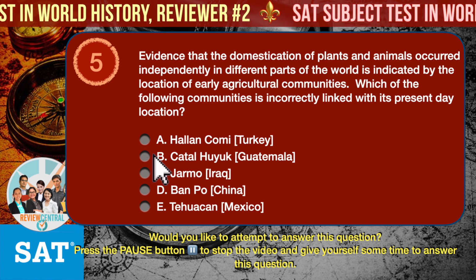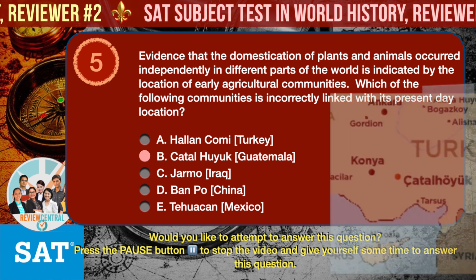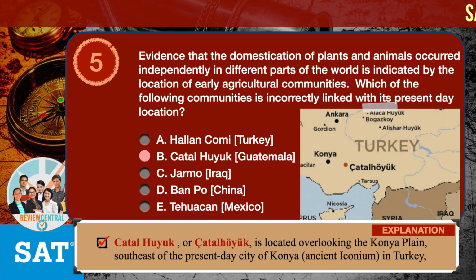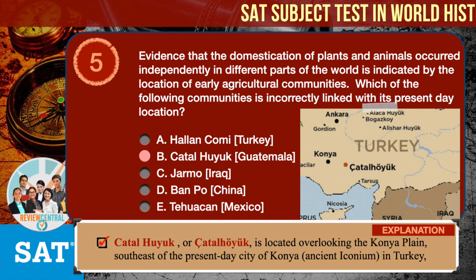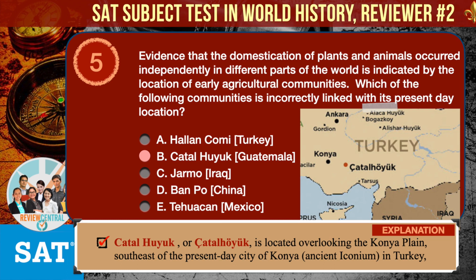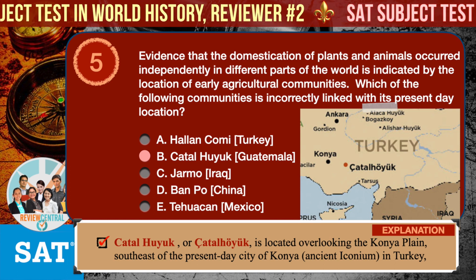The correct answer is B. Catalhoyuk is incorrectly linked with Guatemala. The correct location of Catalhoyuk is Turkey. Catalhoyuk, or Çatalhöyük, is located overlooking the Konya Plain, southeast of the present-day city of Konya, ancient Iconium, in Turkey, approximately 140 kilometers, or approximately 87 miles, from the twin cone volcano of Mount Hasan.